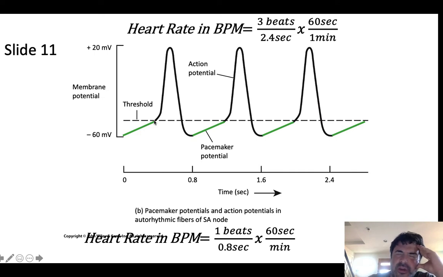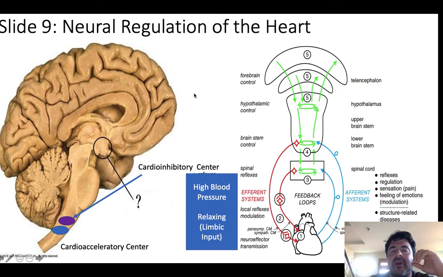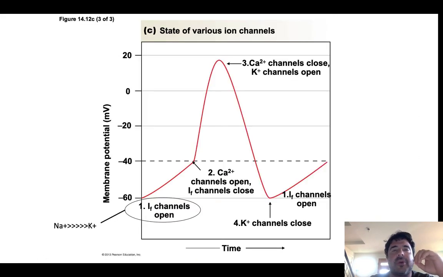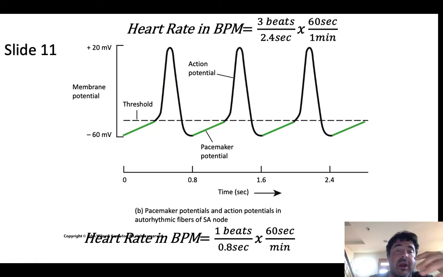But if more voltage-gated calcium channels were inserted, it means depolarization would happen faster. So this would go like this, and it would shorten the wavelength and therefore increase heart rate, or have a positive chronotropic effect, right? It's just, can you conceptualize what's happening at the level of the pacemaker potential? Because that's how it works, and we're going to get into that in just a moment.